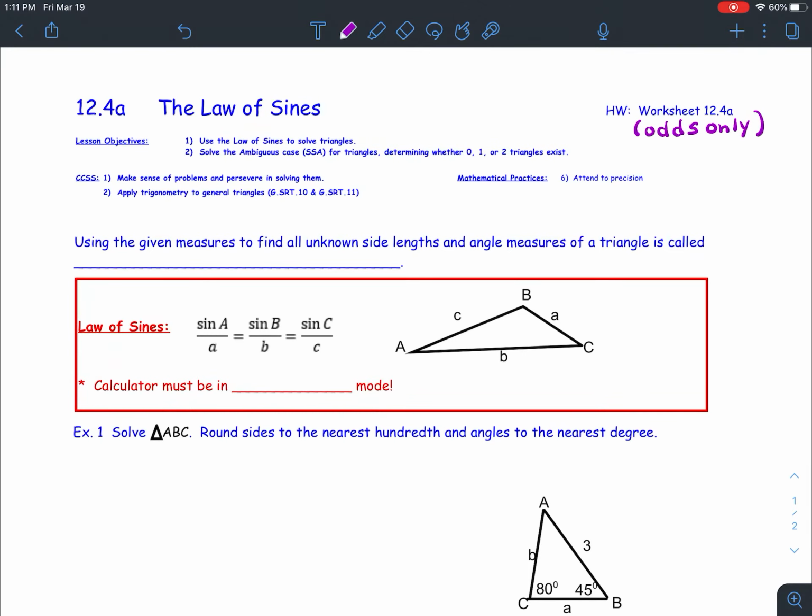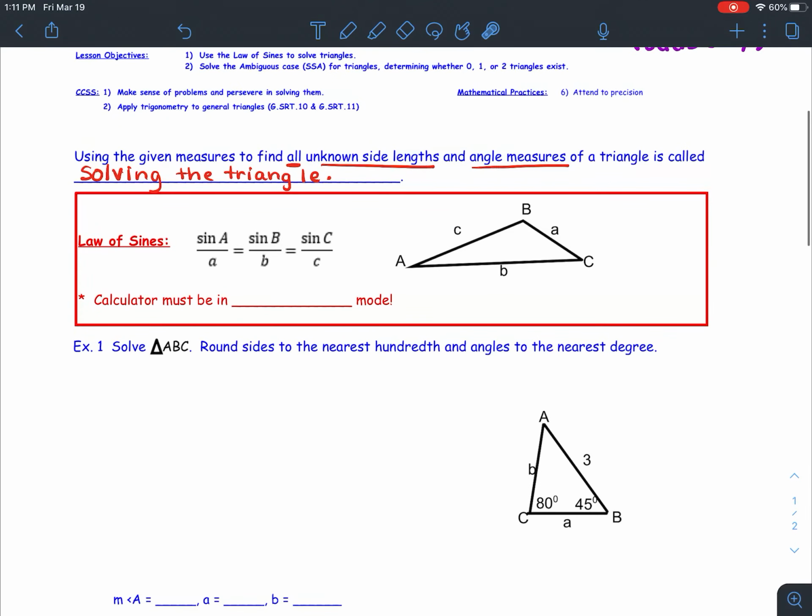Anytime that you are trying to use any of the given measurements in a triangle to find all of the unknown side lengths and all of the angle measurements, you are solving the triangle. So if the directions ever say to solve the triangle, this is what they want you to do. They want you to find all the missing side lengths as well as all of the missing angle measurements.